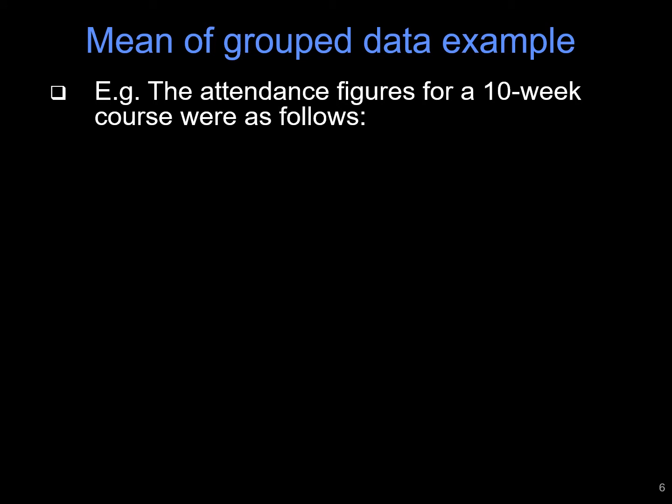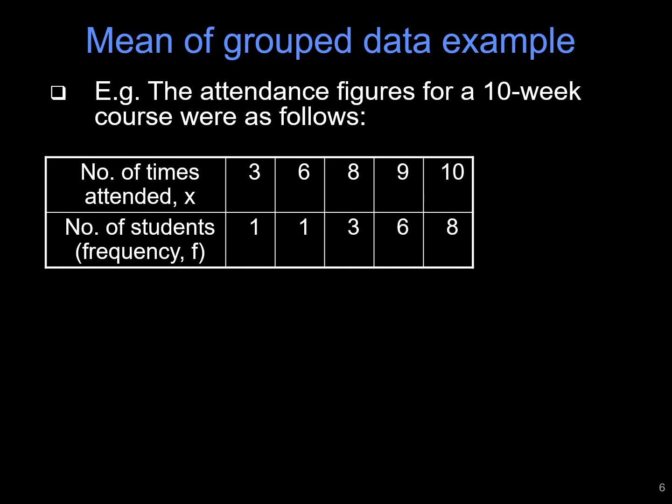The attendance figures for a 10-week course were as follows. One student attended 3 times, one student attended 6 times, 3 students attended 8 times, 6 students attended 9 times, and 8 students attended 10 times. So we want to find the mean number of times attended.